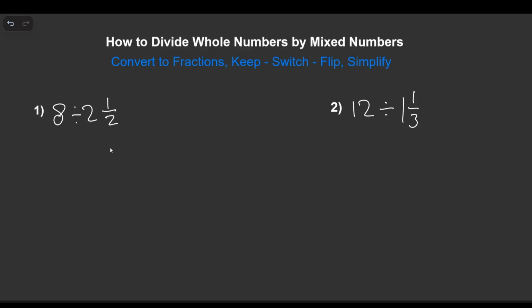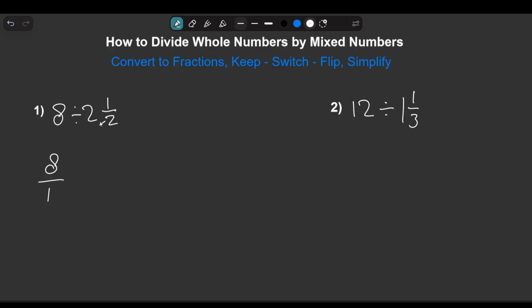So the first step we have to take is convert any mixed numbers or whole numbers to fractions. Now, to convert whole numbers into fractions, you just do 8 over 1, like this. Now it's a fraction, and we can go over to our second mixed number, which we're going to convert to an improper fraction. To convert this one, we have to take a few steps.